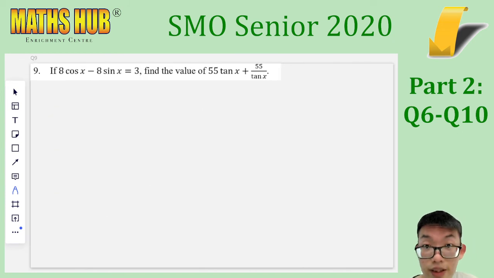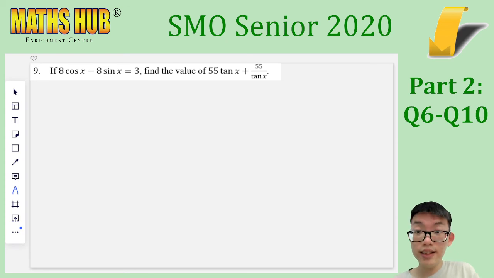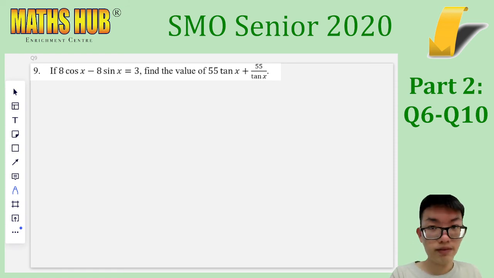Next up, we have question 9. If 8 cosine x minus 8 sine x equals 3, find the value of 55 tangent x plus 55 over tangent x. Okay, so we have cosine and sine in a slightly unusual way as our given condition, and we're supposed to find out something about tangent.